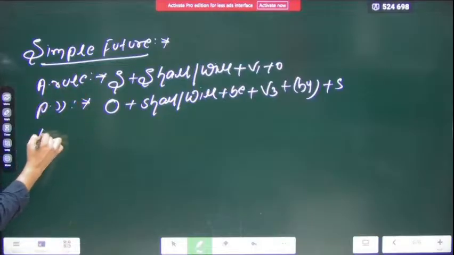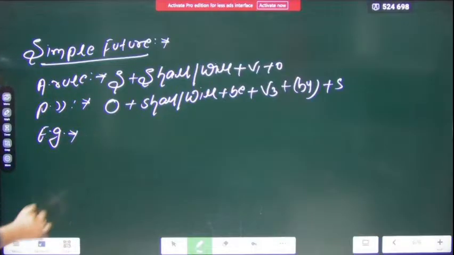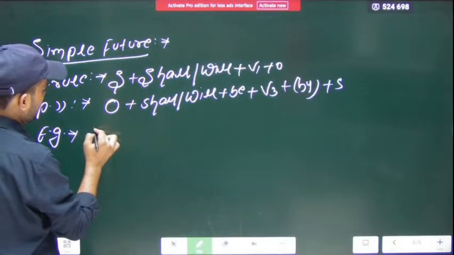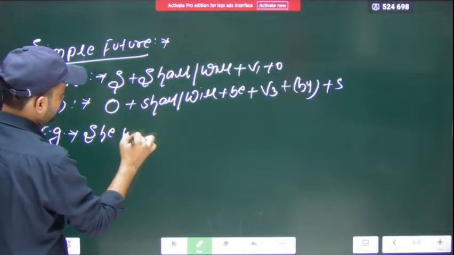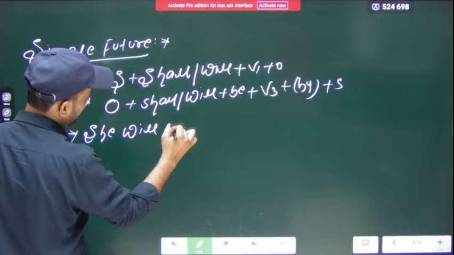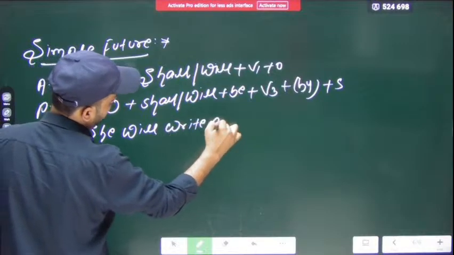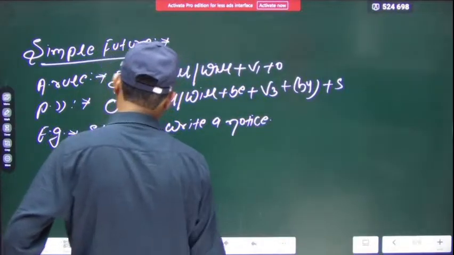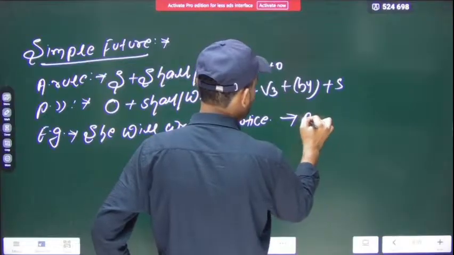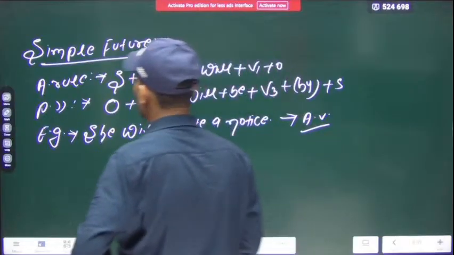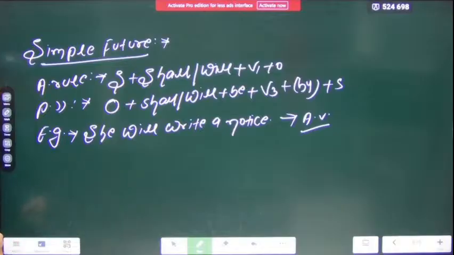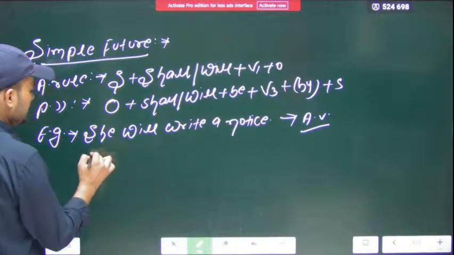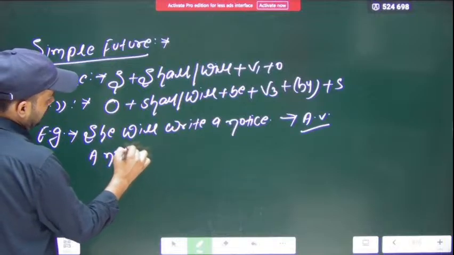See some examples here. She will write a notice. This is active voice. If I make the passive, then see what it will become. We have to take the object first. What is the object here? A notice. Can I write it here? A notice.